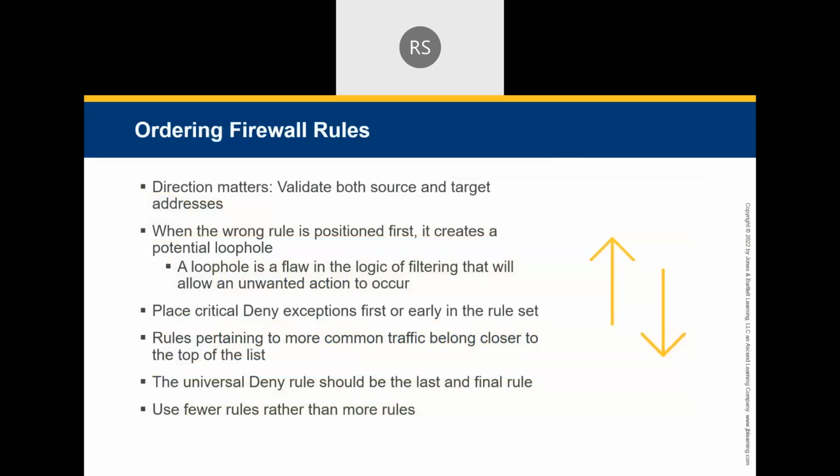Now, when you're talking about ordering your firewall rules, the order that they are put in, the direction matters. So you want to validate both the source and target addresses. So you'll confirm the correct placement of rules, both in inbound and outbound directions. And this helps prevent unintended consequences and security risks. Now, when you have the wrong rule positioned first, it creates a potential loophole. A loophole is a flaw in the logic of filtering that allows unwanted actions to occur.